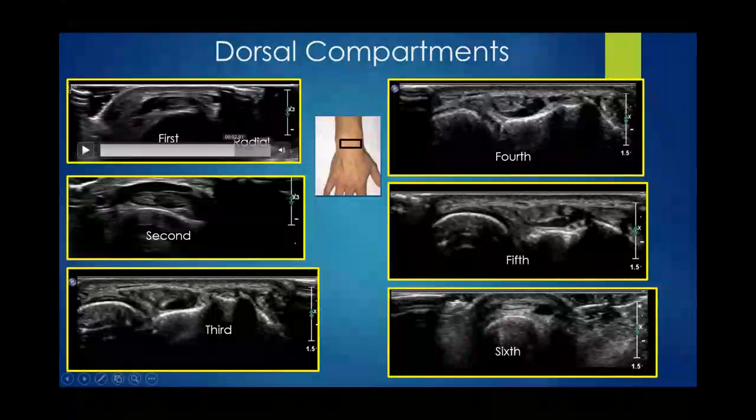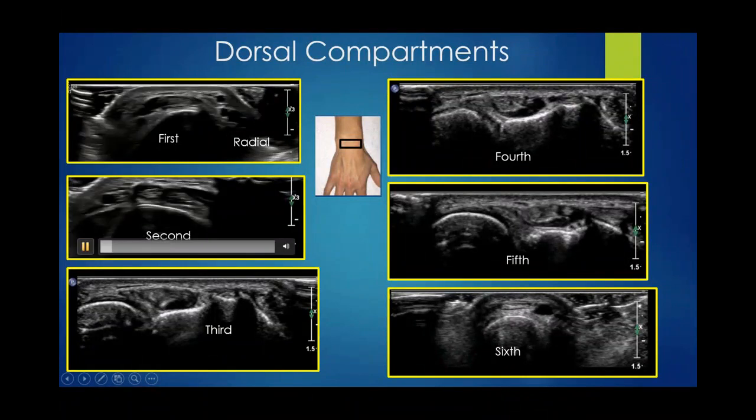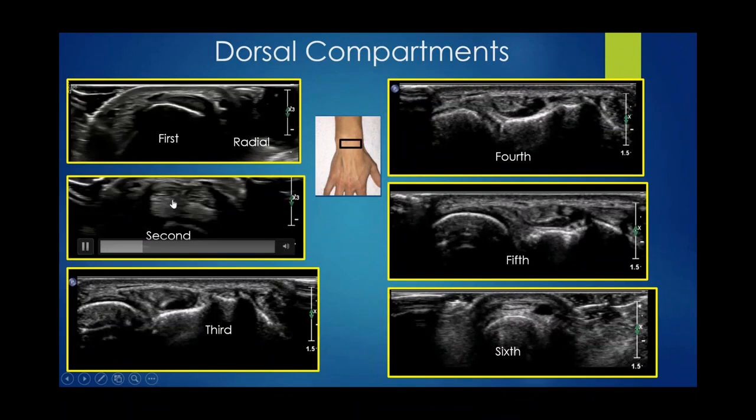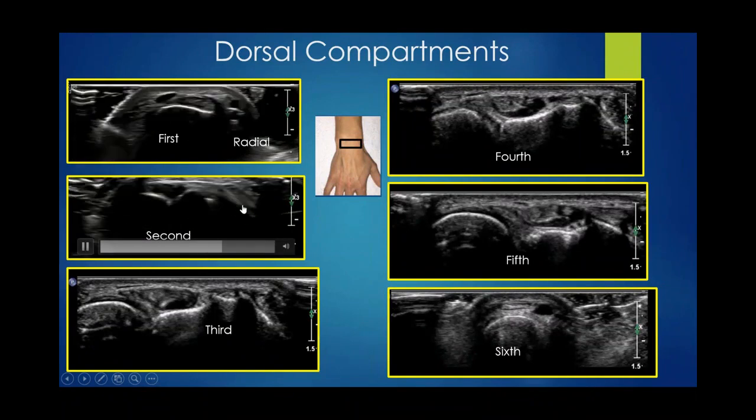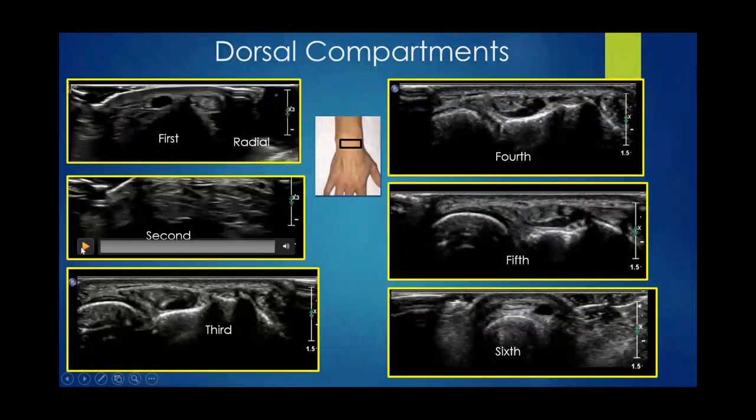The second compartment is composed again of the extensor carpi radialis longus and brevis. They insert into the base of the second and third metacarpal respectively. Here is the longus, and this one is the brevis. So extensor carpi radialis longus and extensor carpi radialis brevis.